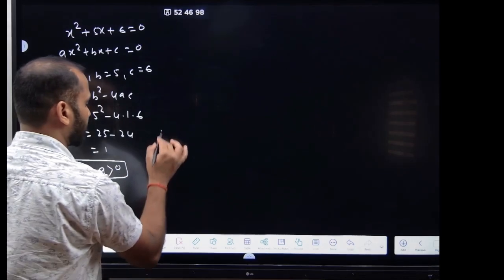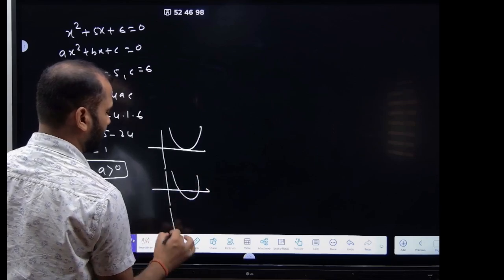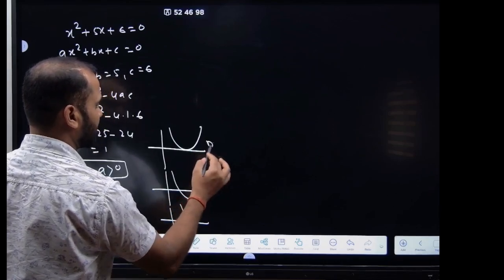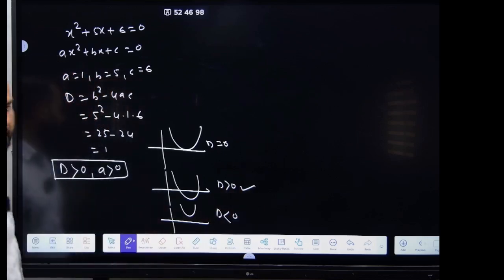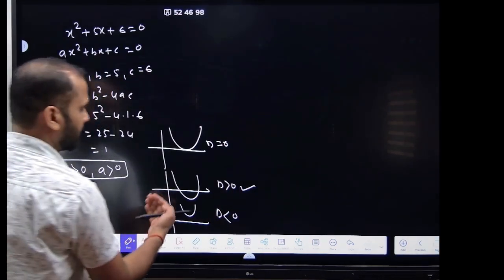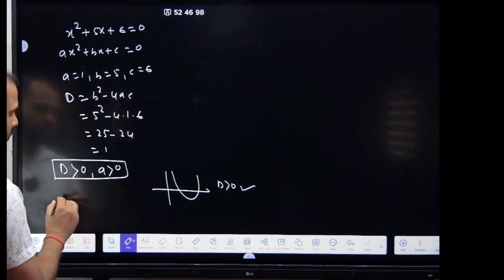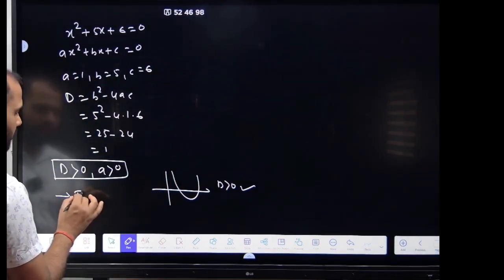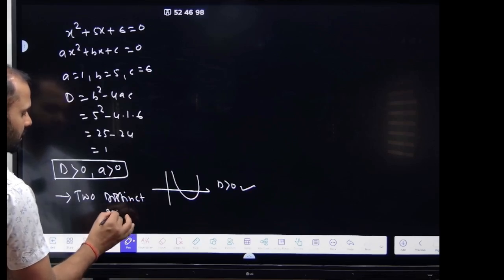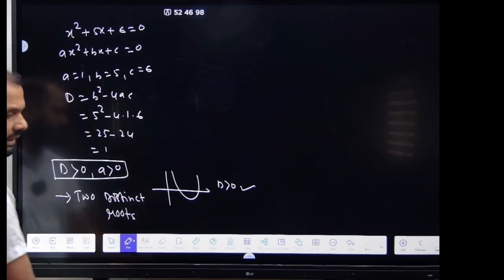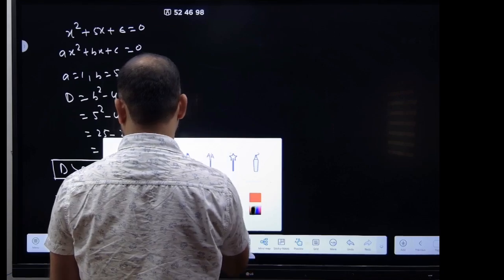If both conditions are there, definitely you will get two distinct roots, right? So if a is greater than 0, this case is possible, this case is possible, or this case is possible: d equal to 0, d greater than 0, d less than 0. Definitely the second case is there, so the nature of the roots is the second case. Two distinct roots you will get. Can I write two distinct roots? Two distinct roots are there, correct?